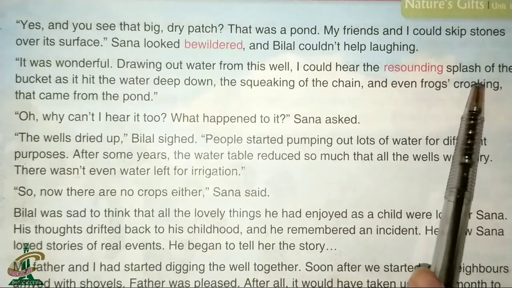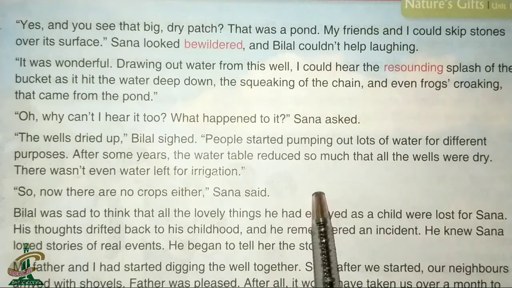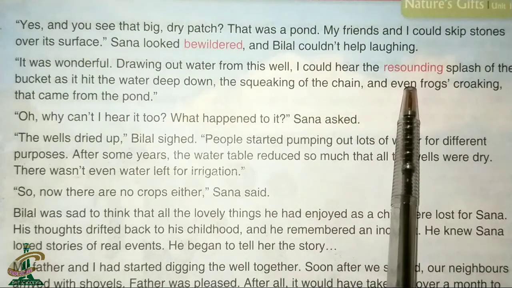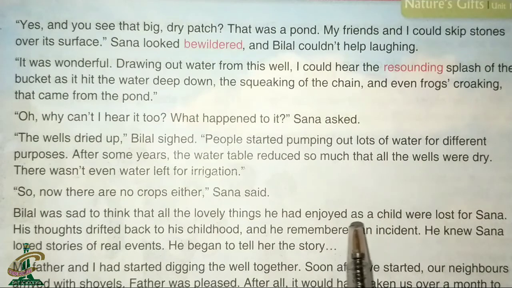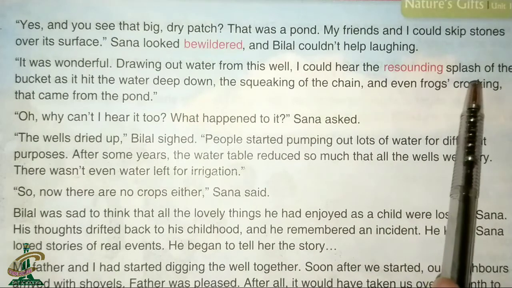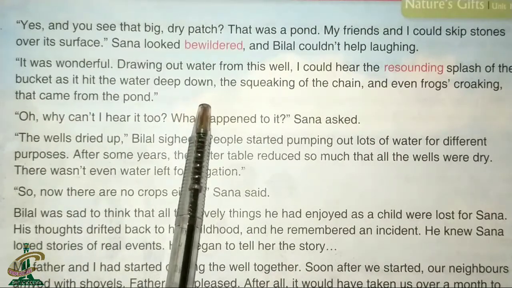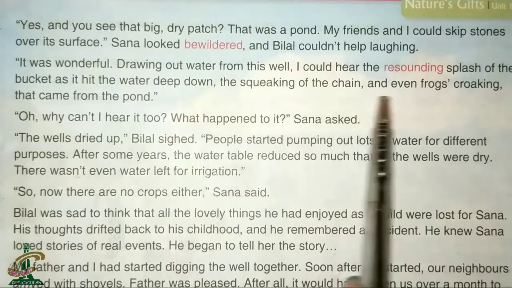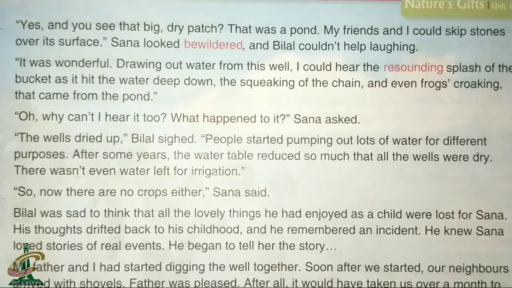I could hear the resounding splash. Now a very interesting word here is resounding. What is the meaning of resounding? Dear students, resounding means echoing. Loud sound that continues for a long time. Resounding splash of the bucket as it hits the water deep down. So when the bucket hits the water inside the well, there was a resounding loud sound heard by everyone.